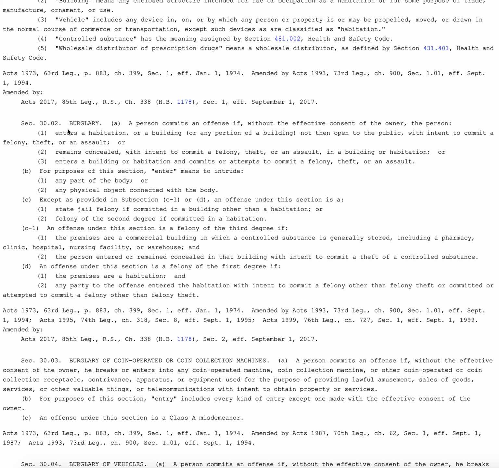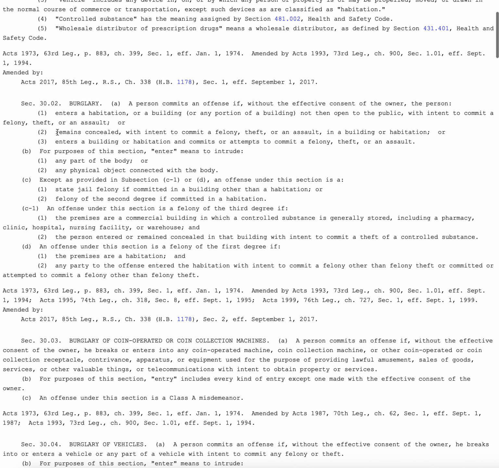The first thing we're going to look at is the idea of trespass. Without the effective consent of the owner, the person enters. What does he enter? He enters a habitation or a building not then open to the public. When he enters, he has the intention to commit a felony, theft, or assault. So that's one version of burglary. A second version would be 30.02(a)(2): remains concealed with intent to commit a felony, theft, or assault in a building or habitation.